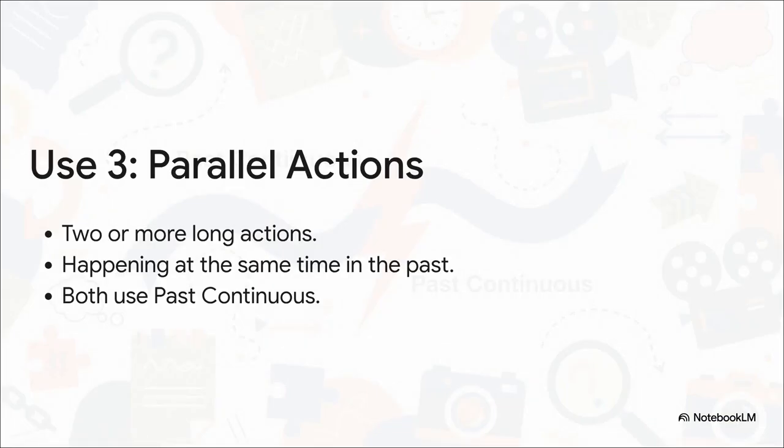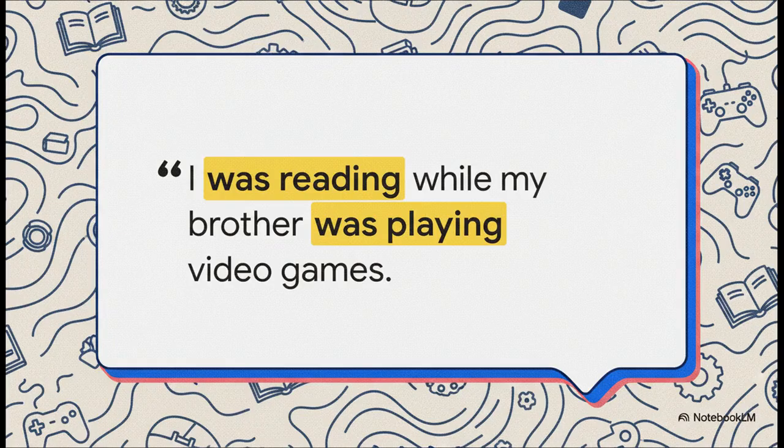And our last clue to crack this case is what we call parallel actions. This is just a fancy way of saying you're describing two or more long actions that were happening at the exact same time. And since both of them are kind of like the background, they both get to use the past continuous. For instance, I was reading while my brother was playing video games. You see, my reading and his gaming are two long background things happening at the same time. There's no short interrupting action here, so there's no need for the past simple. It's just two parallel scenes unfolding together.